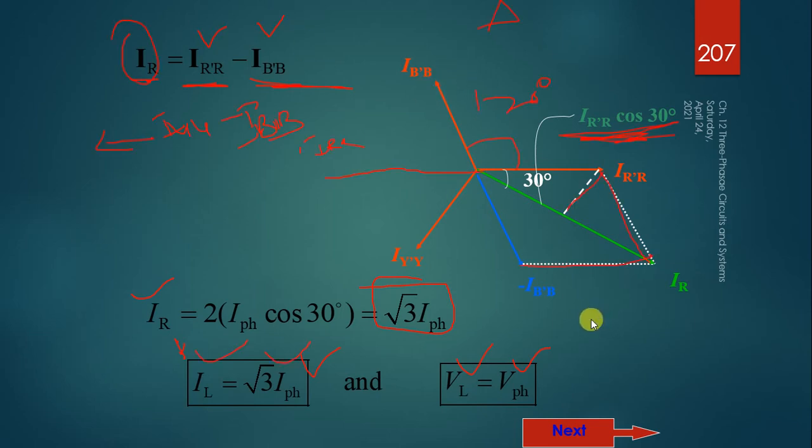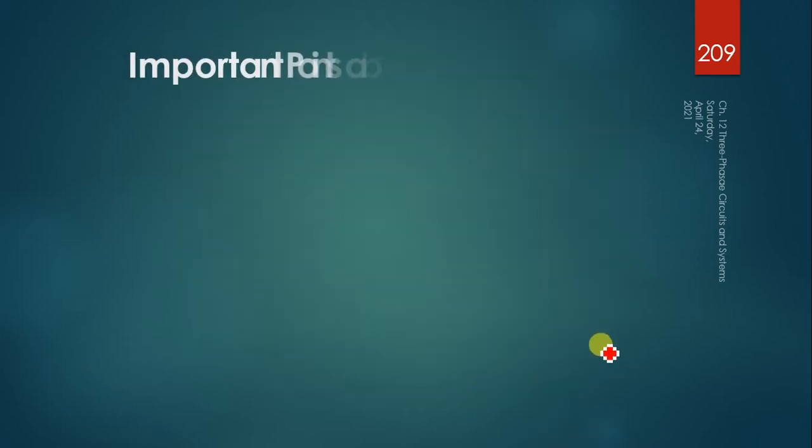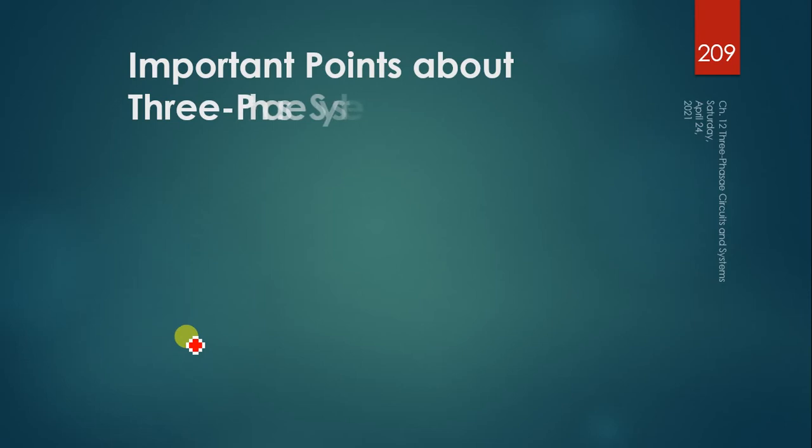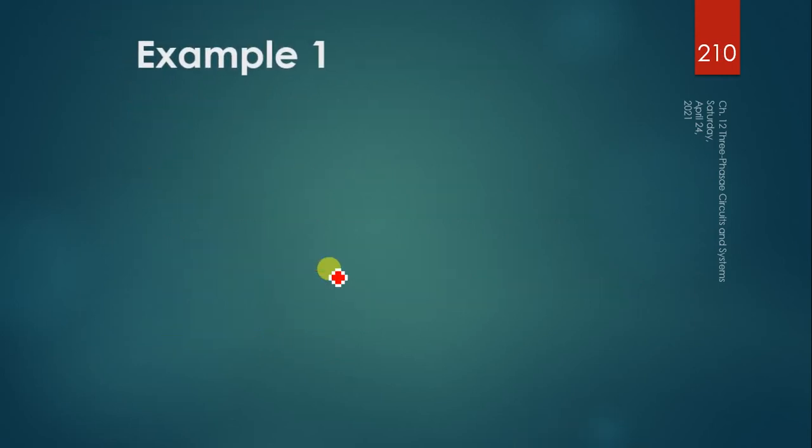So let us have some differences between star and delta. First thing, three phase voltage will have specific values for line and phase currents. It is always a normal practice that the current in any phase can be determined by dividing the phase voltage by its impedance. Okay, let us check with an example problem.